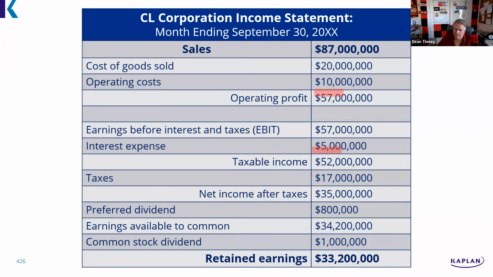And how much of that do we want to distribute as a dividend? And I said, well, let's declare $1 million worth of dividends. Cool. Now, remember, what we don't give to the shareholders shows up as retained earnings. So we're keeping this $33,200,000 to build the business.